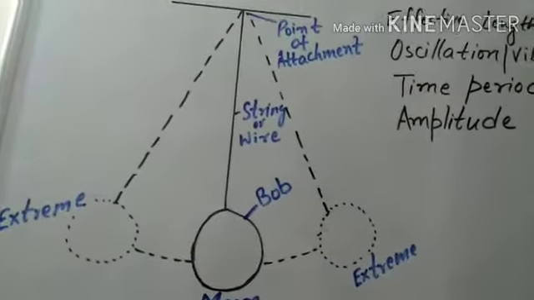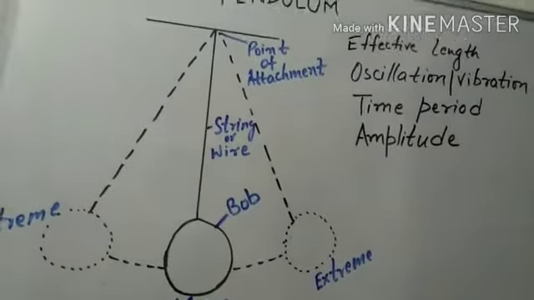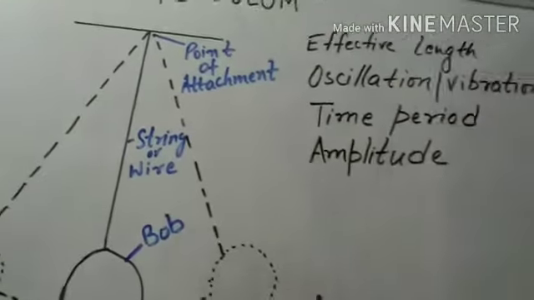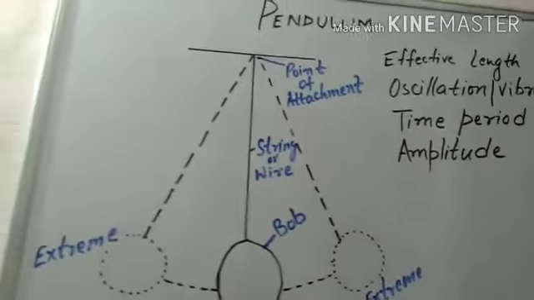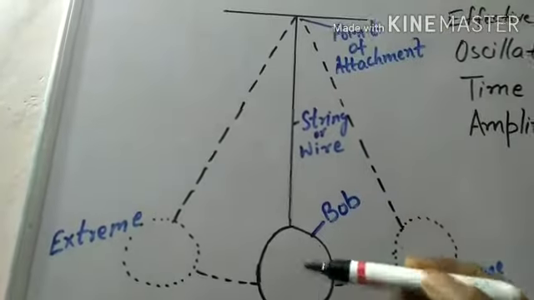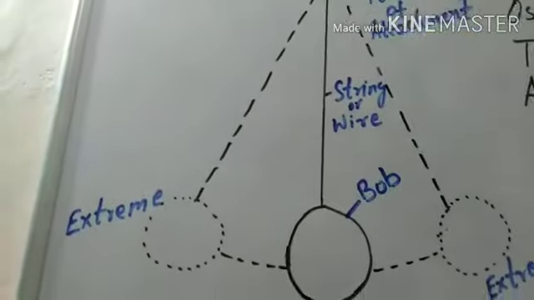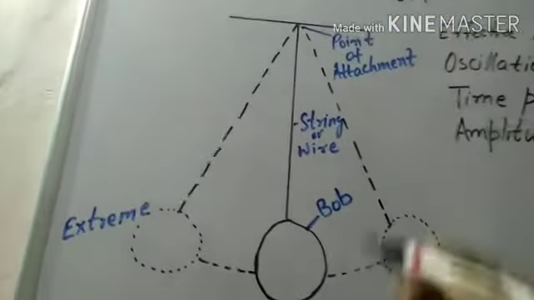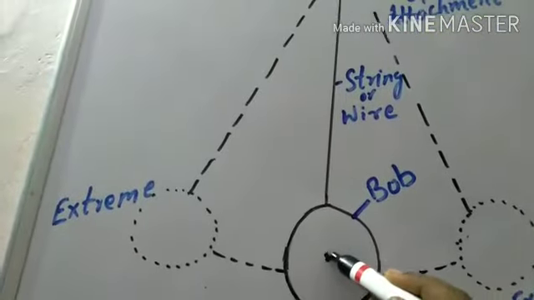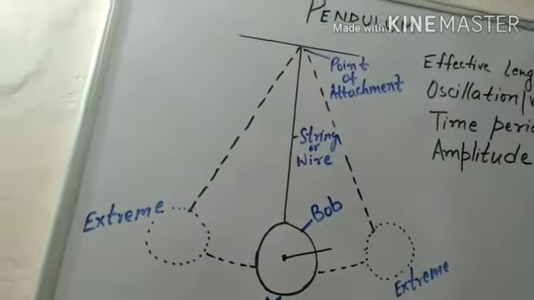Now some important terms are there related to the pendulum. First is effective length. Effective length means the length of this suspended wire, suspended string, from the point of attachment to the center of the bob.